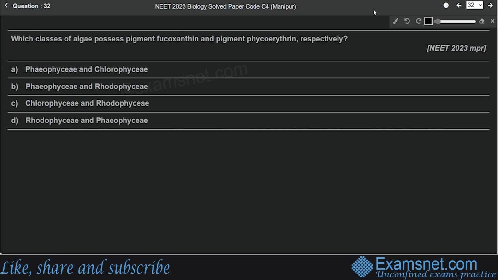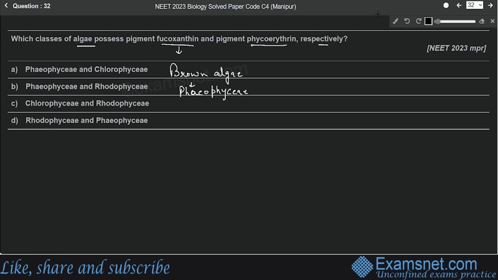Question number 32 is from the chapter Plant Kingdom, and the question is, which classes of algae possess pigment fucoxanthin and pigment phycoerythrin respectively? So we know that fucoxanthin pigment is present in the brown algae, right? Brown algae, and the brown algae are known as Phaeophyceae.